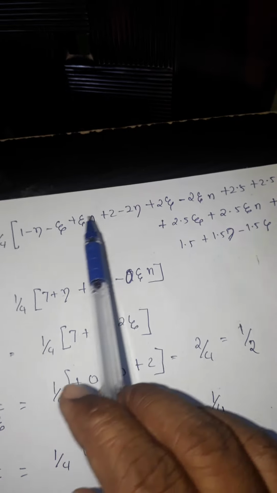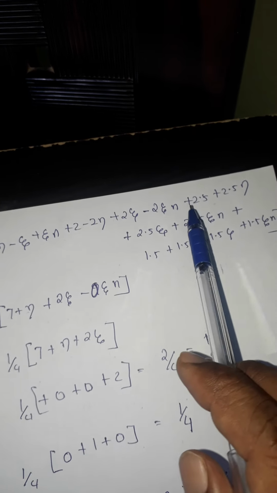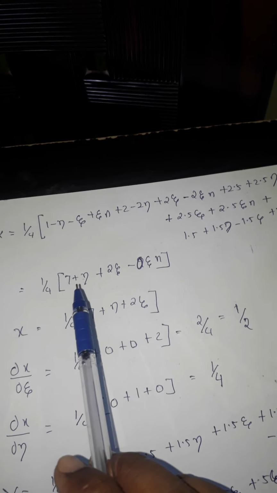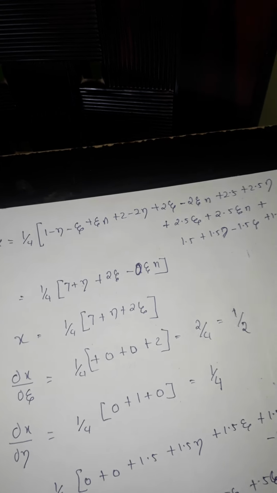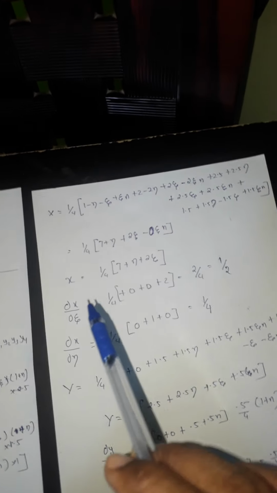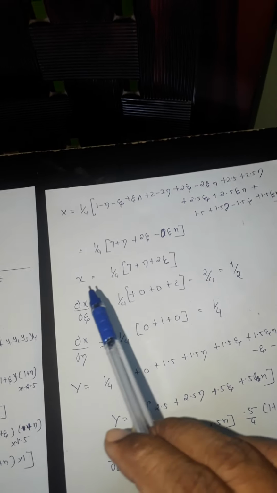One thing we will see: 1, 2, 2.5, 1.5. You add these and you will get 7. How many etas are there? Only one eta is there. So this is the way you got this. This is simplified. Now x is equal to this one. Now we have to differentiate this one.